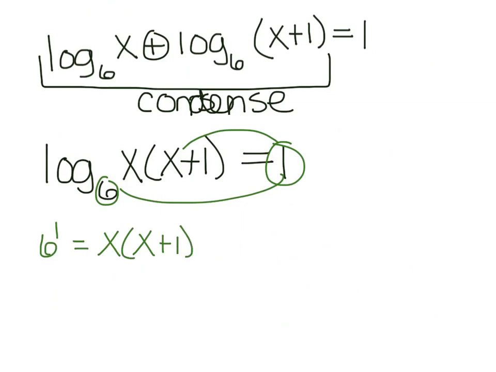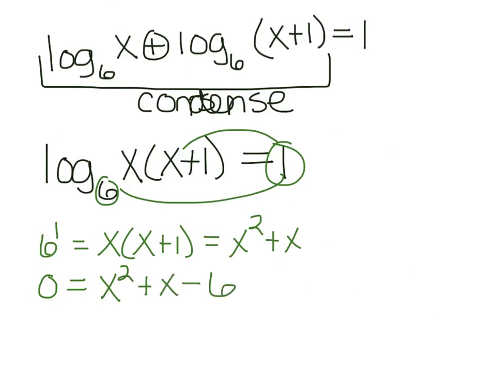And if we distribute that out, that's x squared plus x. So this is going to be a quadratic, and hopefully you remember that anytime you need to solve a quadratic, you need to set it equal to 0. So I'm going to say 0 equals x squared plus x, and then I'm going to subtract the 6.